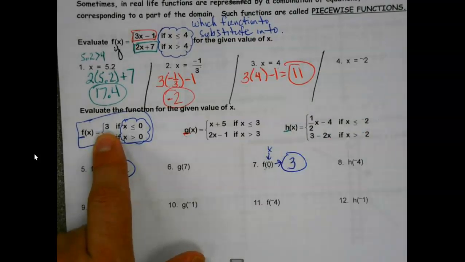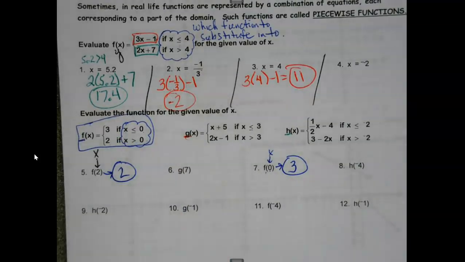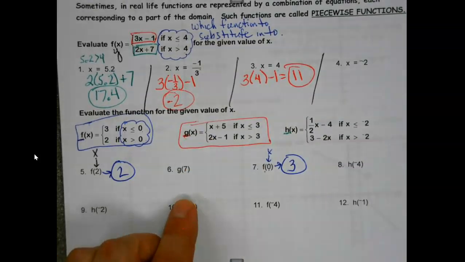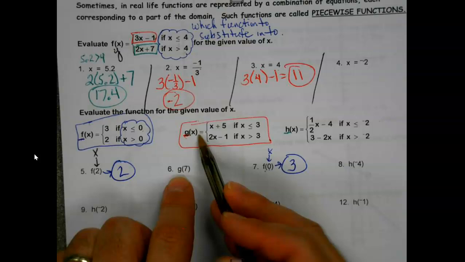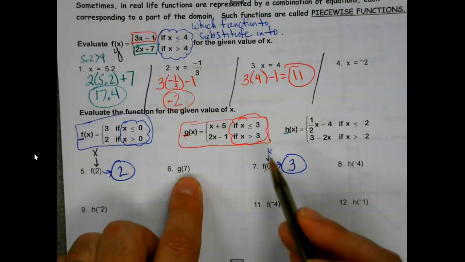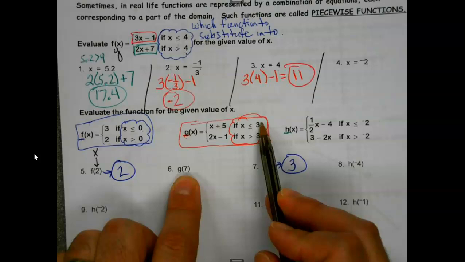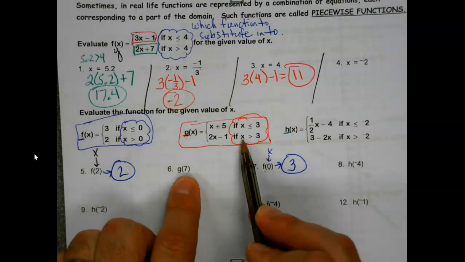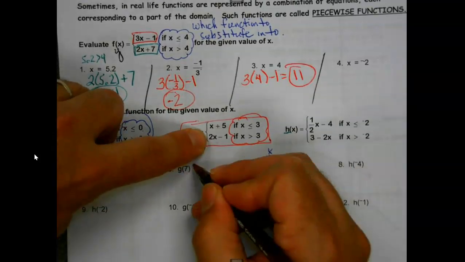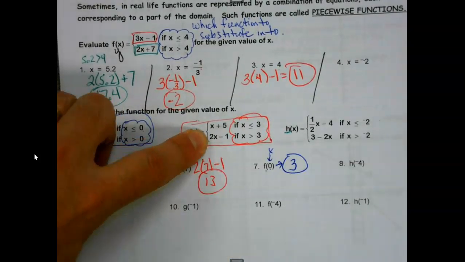So you're saying if I get f, the answer is always going to be 3 or 2 no matter what? No matter what. Now the two-piece process. G, okay. Here's my ifs that I'm looking at. G of 7. Is 7 less than or equal to 3? Nope. Is 7 greater than 3? Yes. There's the expression that I'm plugging into to get an answer.